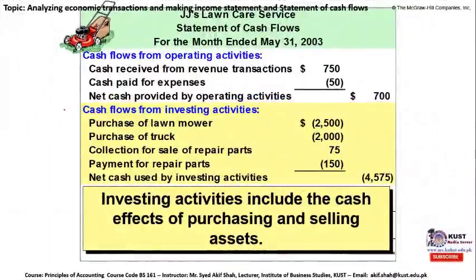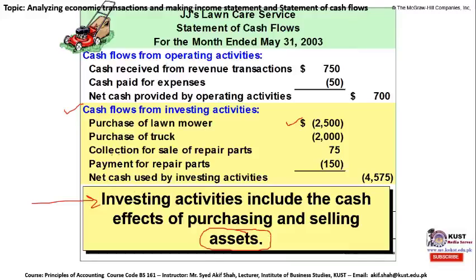The second section belongs to the cash flow from investing activity. The rule is that investing activities include the cash effects of purchasing and selling assets. If the company is purchasing an asset, like the purchase of a lawn mower, which is an asset, the parenthesis depicts cash outflow, then you have to mention such a transaction in the investing activities.